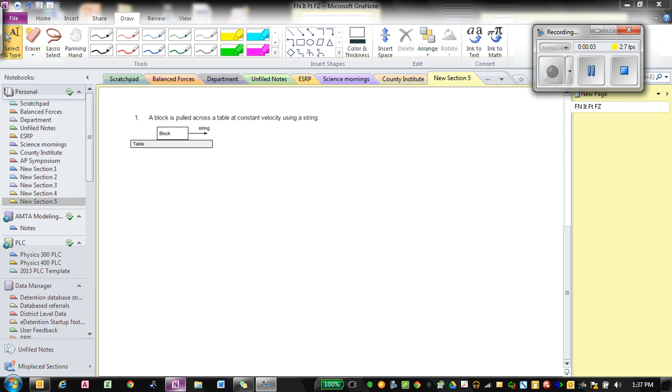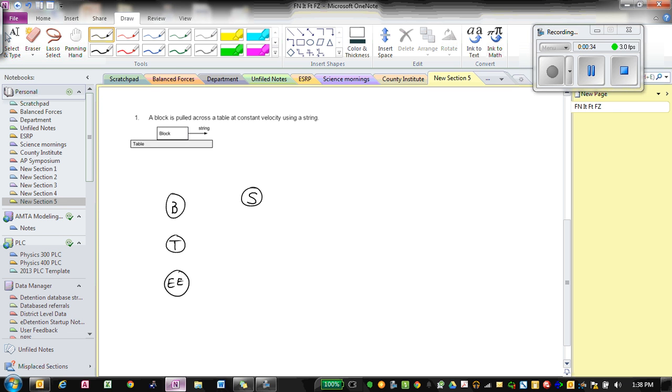Okay, so this is a video of just another example of an interaction diagram. This time there'll be significantly more interactions here, but now we have block, table, string. So I'm going to start with labeling the objects in circles. So we have B for block, T for table, entire Earth, EE, and over here I'm going to do S for string, and we'll see how the string is actually interesting in this one. But it is an object, so we want to include it here.